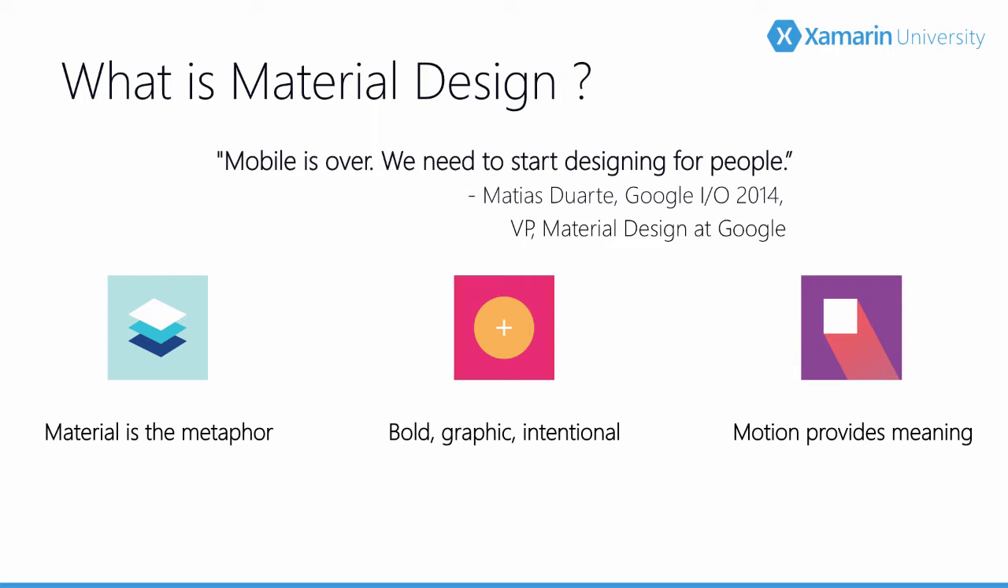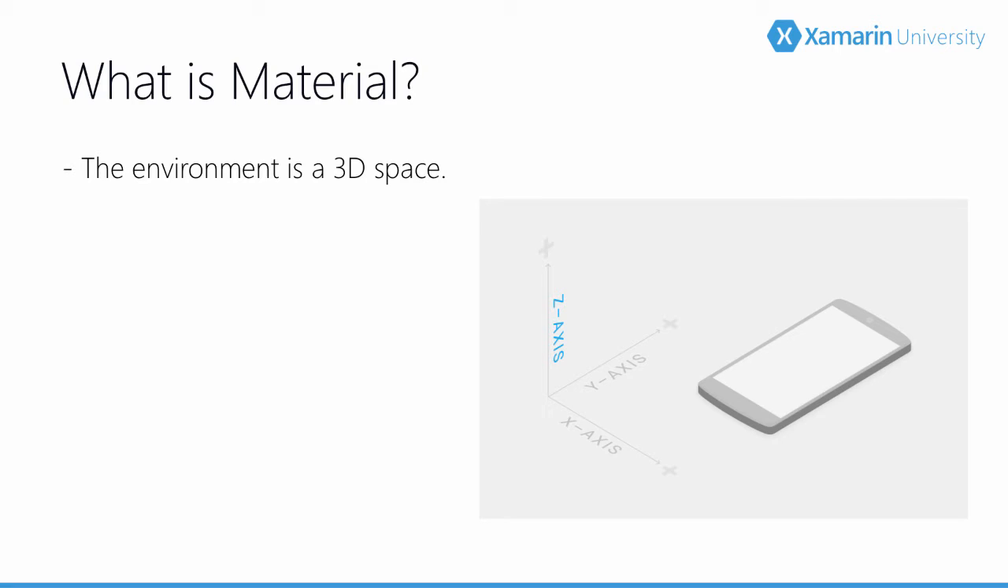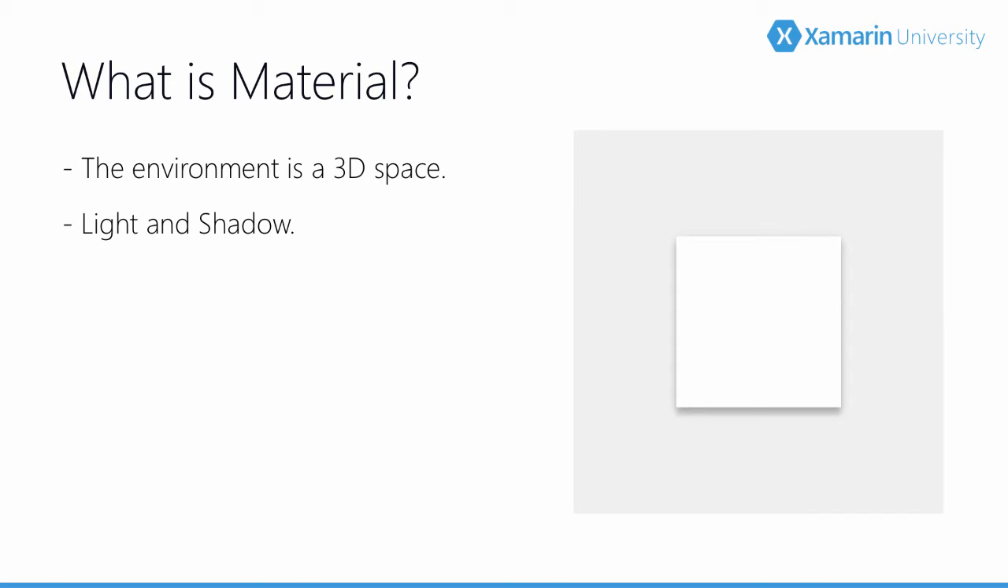Yet, after hearing these statements, I would understand if you are still a bit puzzled over what this all means. Let's see if we can break it down into a few concepts that will help clear up the definition of material design. The first key concept is that the material environment is a 3D space, which means all objects have X, Y, and Z dimensions. The second concept is that in order to portray the sense of a 3D world, your design is going to make use of light and shadow.